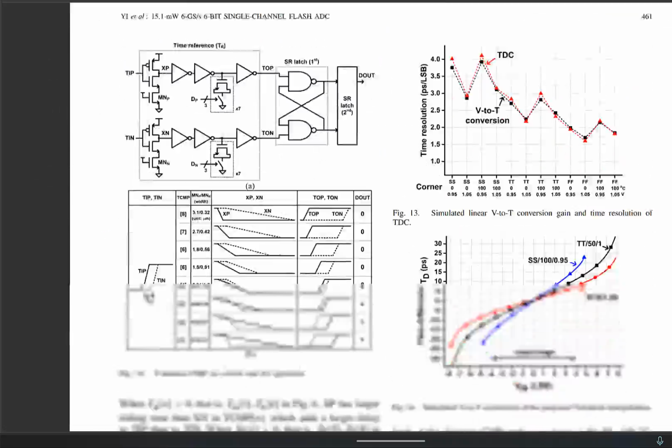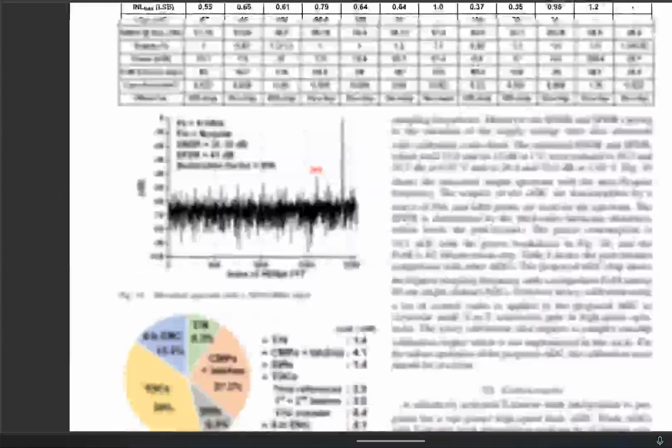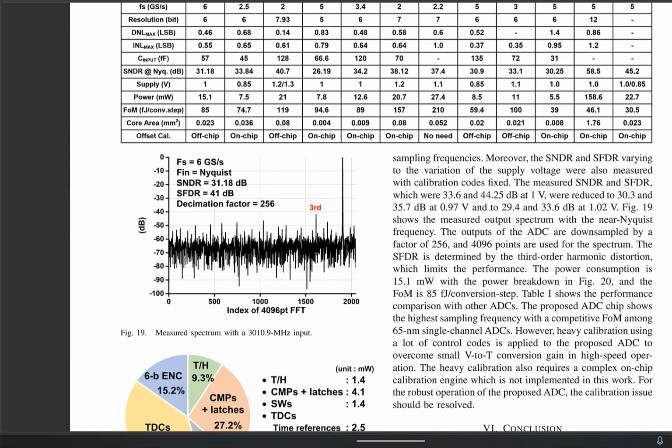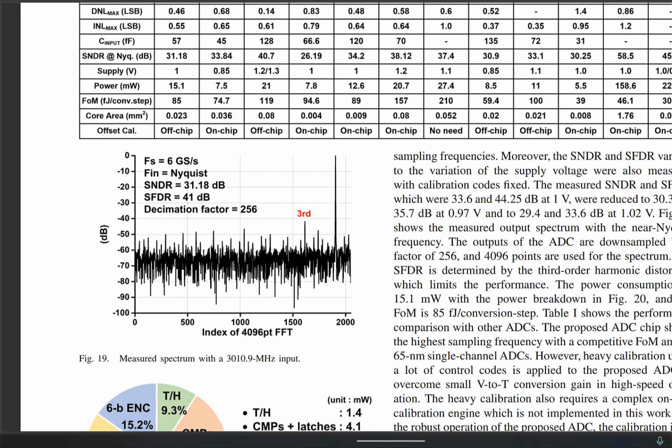So maybe we'll just look at the spectrum and do a spectrum calculation so that you are still comfortable. This is the final output spectrum they have. They're plotting a 4096-point DFT. So this is 4096. The signal is lying on this bin. Maybe this is 1900 or something.